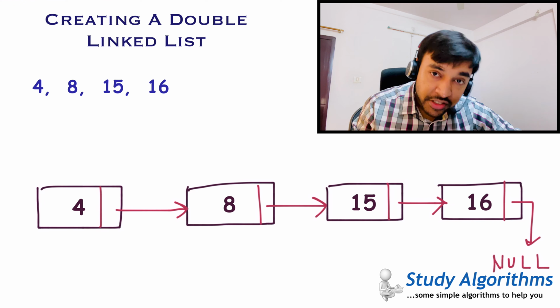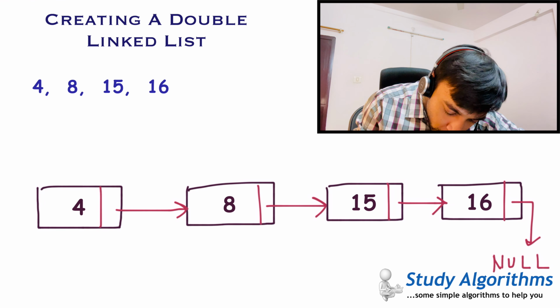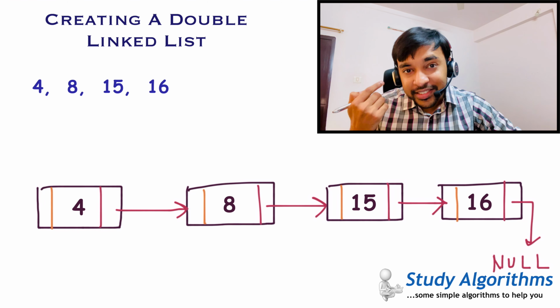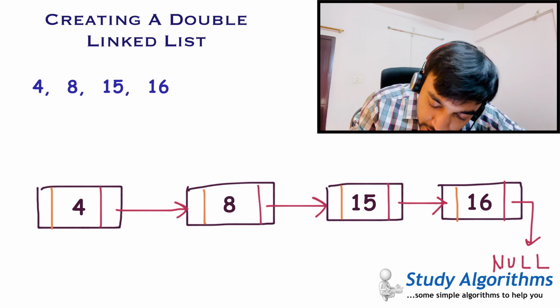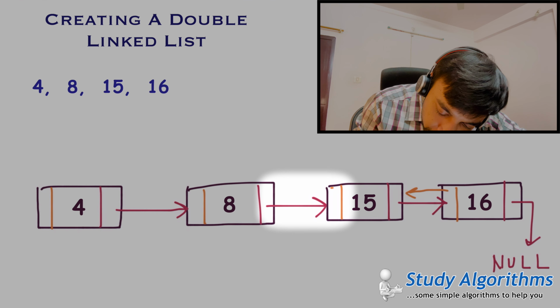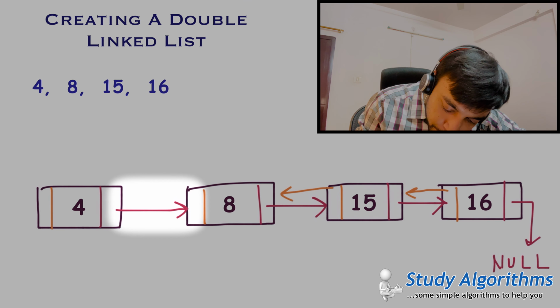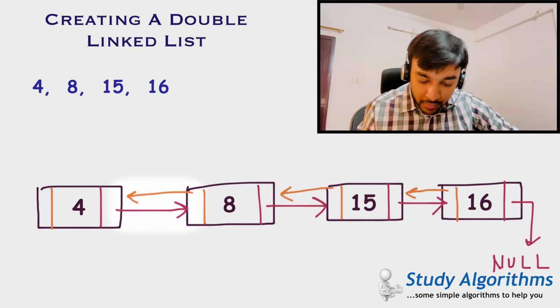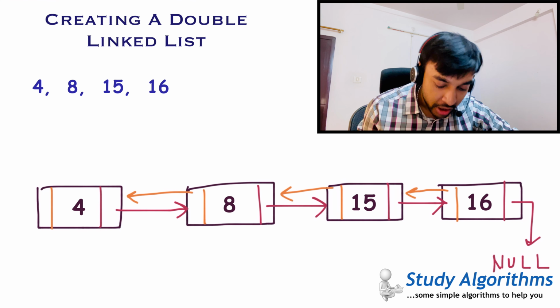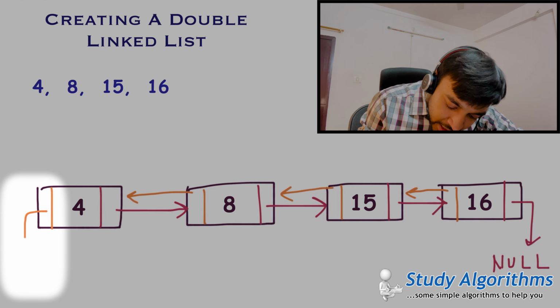In a double linked list, each node would also have a previous pointer. But how do you assign these previous values? The previous of 16 would be 15, the previous of 15 would be 8, and the previous of 8 would be 4. You might notice that we don't have a previous of 4. So in this case, the previous of 4 would be null.